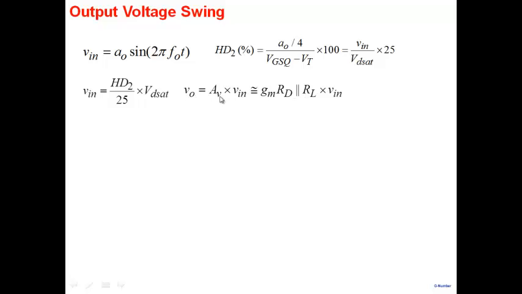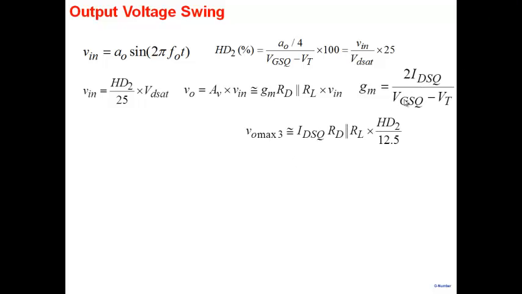So this is what we get. V naught is AV times Vin. AV we know is gm (RD parallel RL). Now I put a load resistance also, just for the sake of completeness here. And gm, we know this particular term. So with a little bit of algebra, we get this particular expression.